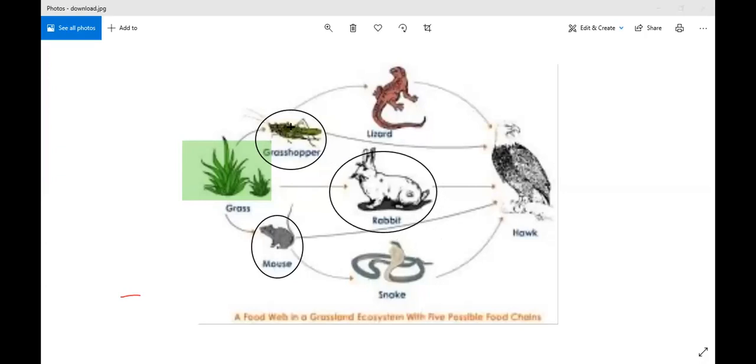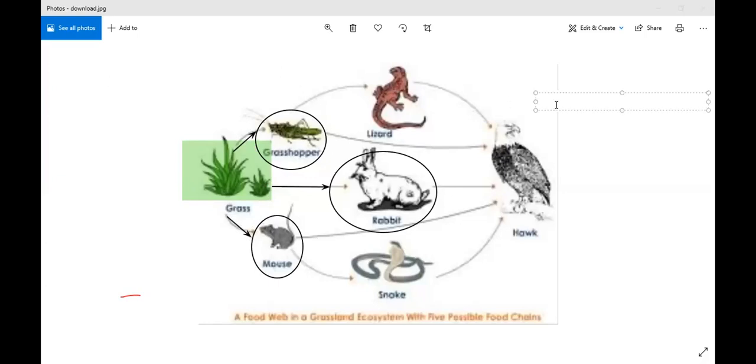Primary consumers eat plants. The rabbit eats carrots. The grass is eaten by the grasshopper. So the grasshopper is a primary consumer. The grass is eaten by the rabbit. So the rabbit is a primary consumer. The grass is eaten by the mouse. So the mouse is the primary consumer.